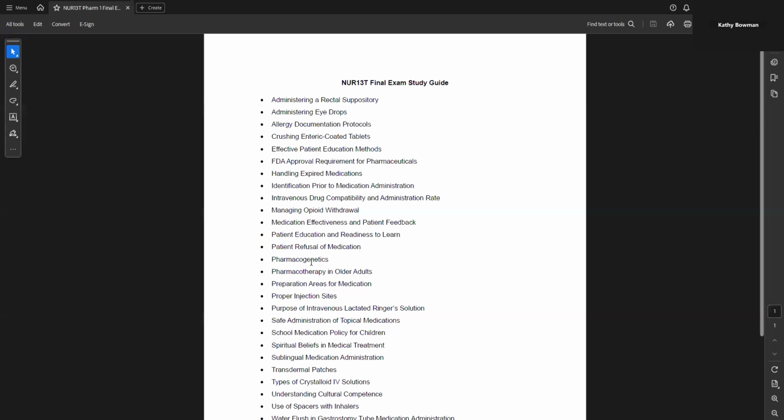Moving on to pharmacotherapy in older adults. What considerations should we think about when we are dealing with older adults and pharmacotherapy? Polypharmacy. Good. What else? They experience altered pharmacokinetics due to changes in metabolism. Right. So kidneys are slower, decreased kidney function, decreased liver function, right?